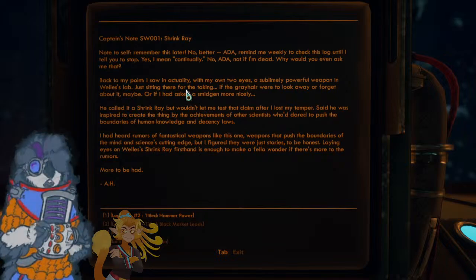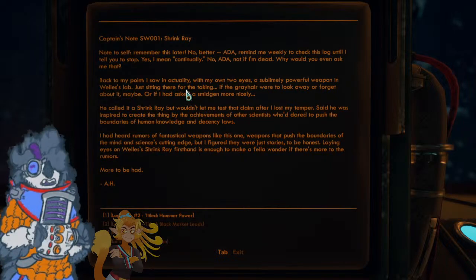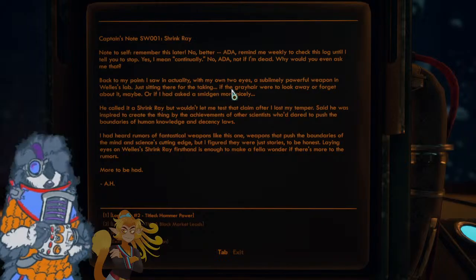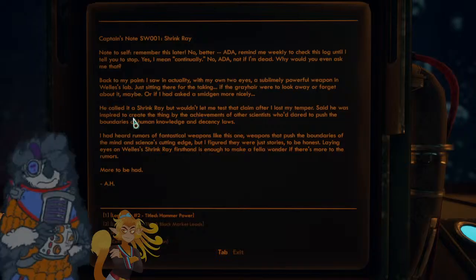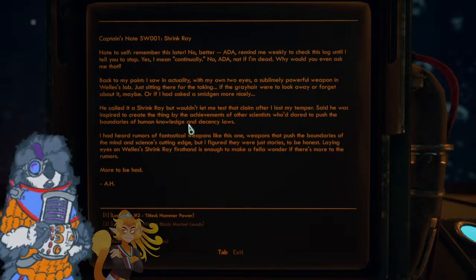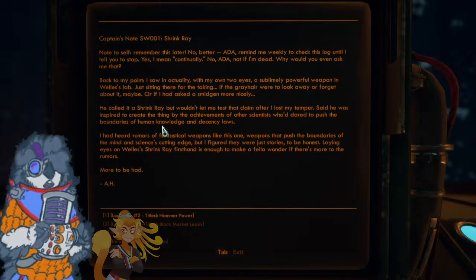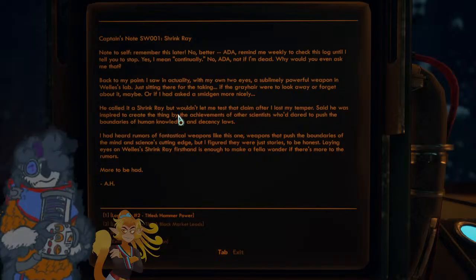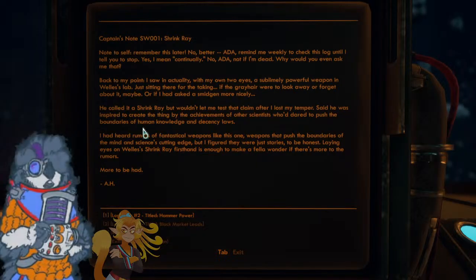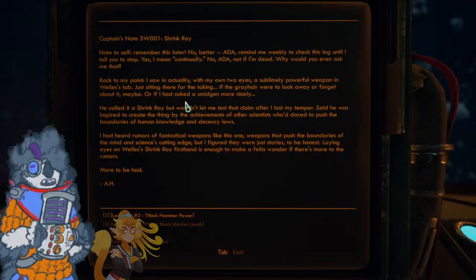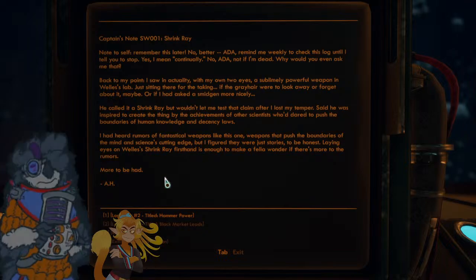Back to the point. I saw in actuality that supply power was not... But he wouldn't let me test it. Lost my temper. Said he was inspired to create the science, who dared to push the boundaries of human science and decency law. Decency laws? Anyway, I have heard rumors of potential ones like this one. Push the boundaries and fences. What have we had?